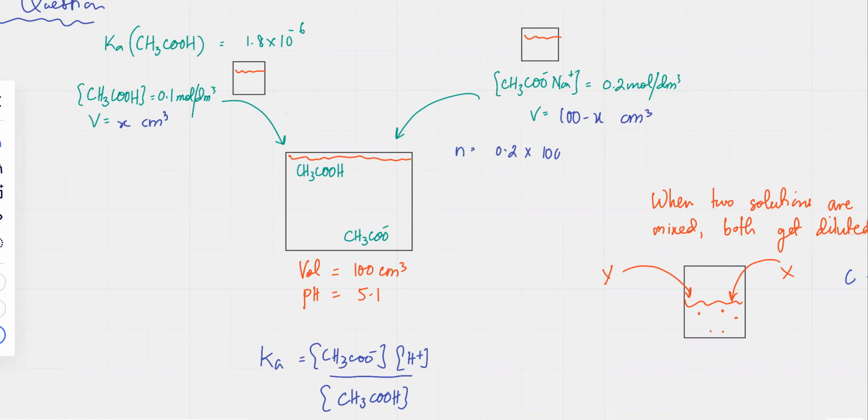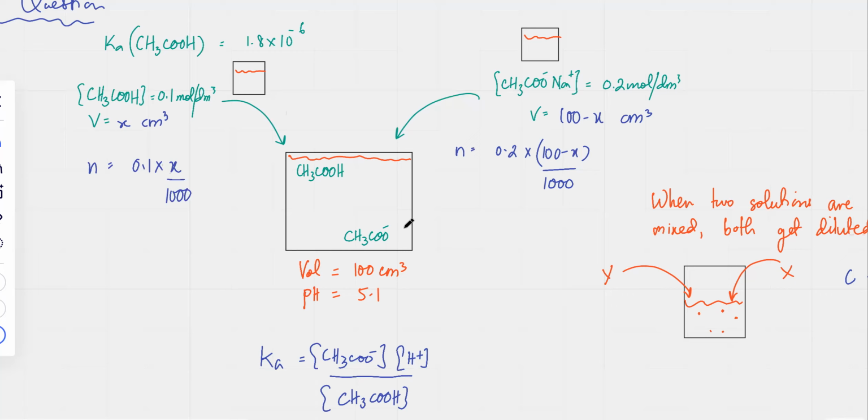multiplied by 100 minus x. And the volume must be in dm cubed, so that's going to be divided by 1000. Is this point clear? Yes. It's concentration times volume, that's moles. So this is the amount of moles of ethanoate ions that I'm putting in this solution. And I can find the moles of ethanoic acid as well. How much ethanoic acid am I putting in? That is the concentration, which is 0.1, multiplied by the volume, which is x. And x should be in dm cube, so I'm going to divide that by 1000. So I found the moles, right? Now I need to find the concentration.